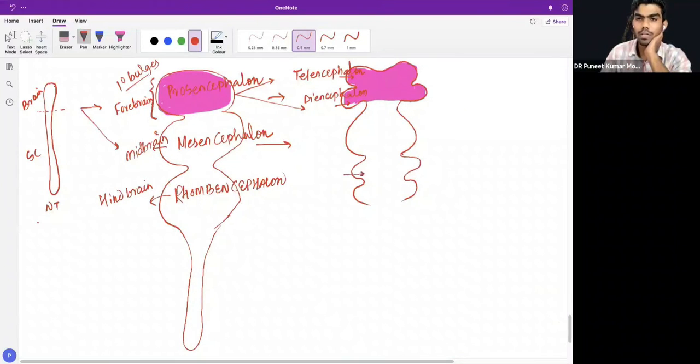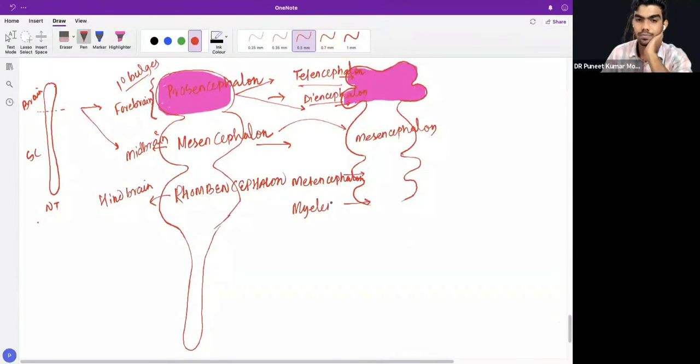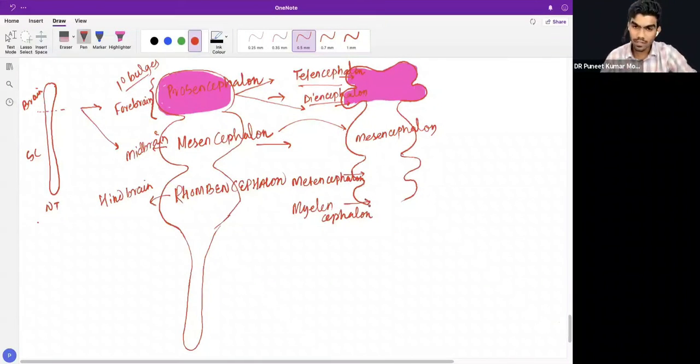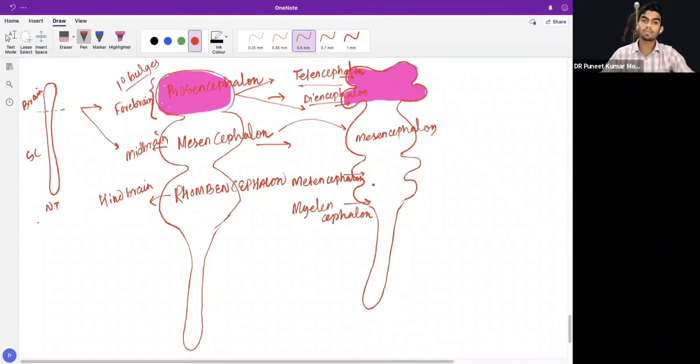The uppermost part of the rhombencephalon forms the metencephalon. Metencephalon. This one is the telencephalon. Then comes the diencephalon. This is the mesencephalon. Then comes the metencephalon. And the last bulge is the myelencephalon. Okay. Now the distal part forms the spinal cord.